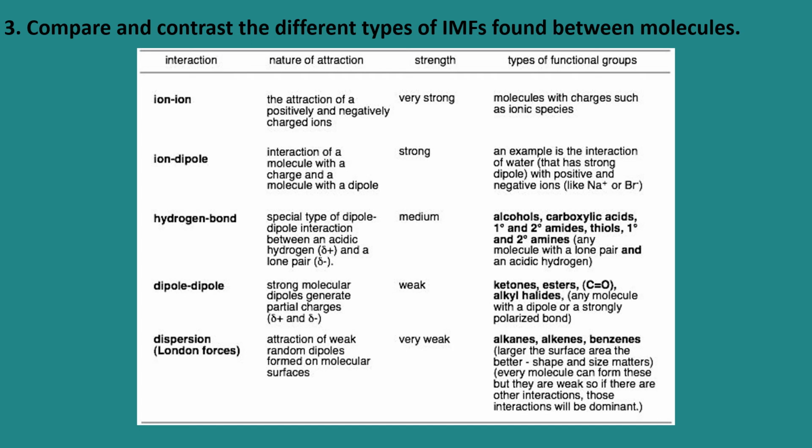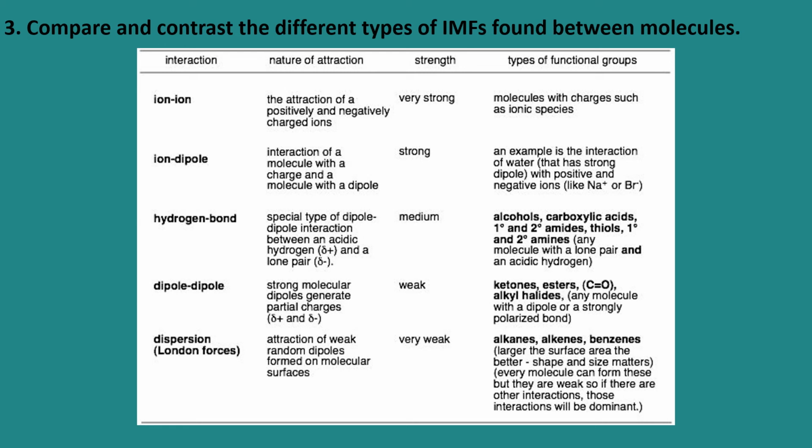It is the attraction of weak random dipoles formed on a molecular surface. In terms of organic molecules, they all exist in alkanes, alkenes, and benzenes. The larger the surface area, the better. Shape and size matter. Every molecule can form this, but they are weak. So if there are other interactions, those interactions will be dominant.